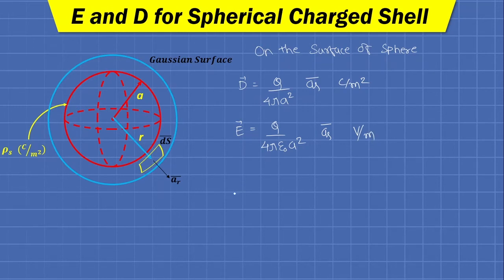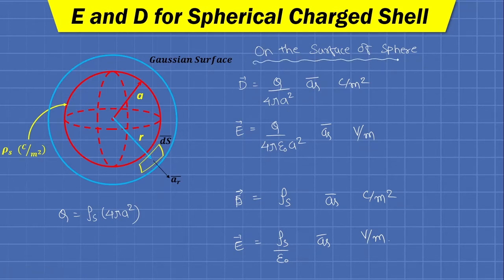In another representation, when we put Q equals rho s into 4 pi a square, then if we put this value in place of Q, we will have D bar equals rho s ar bar coulomb per meter square, and E bar equals rho s upon epsilon naught ar bar volt per meter. Fine. So on the surface of spherical shell, the flux density and field intensity will be like this.